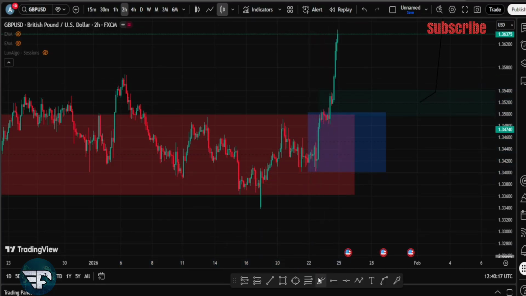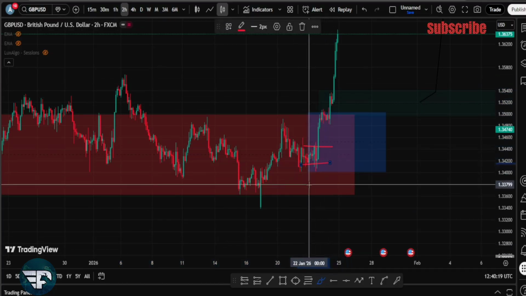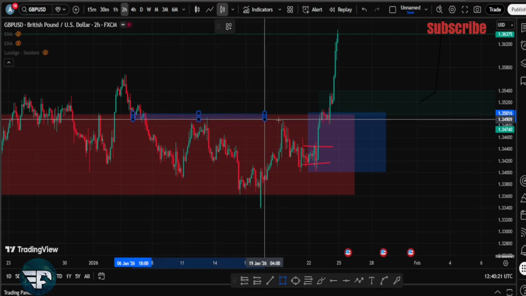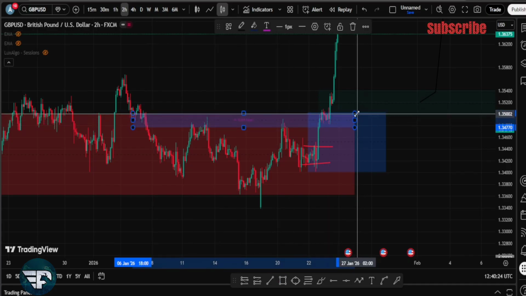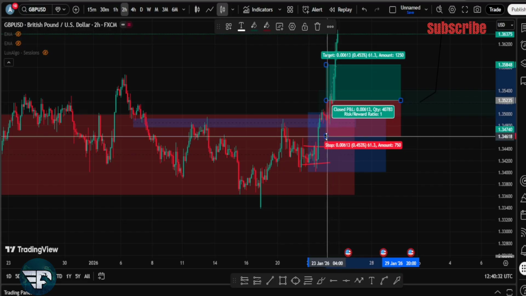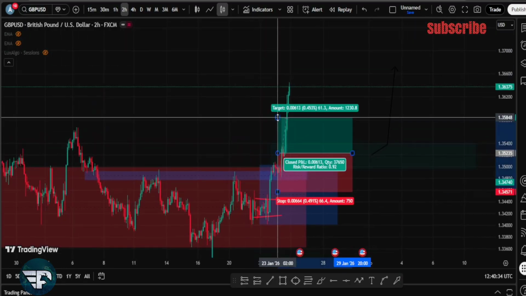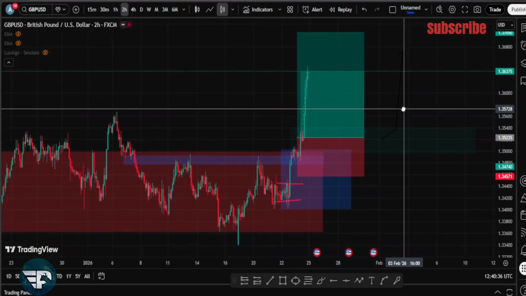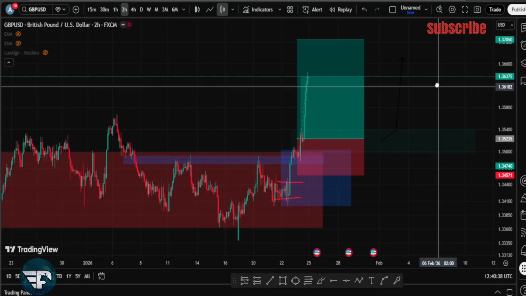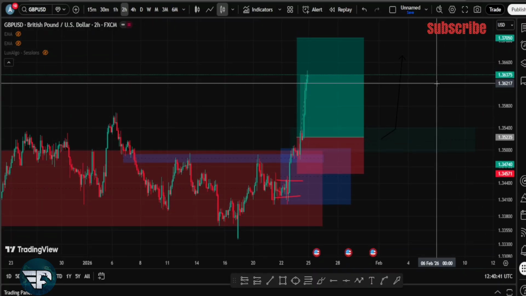If you couldn't get in around this place for your entry, you could have taken your trade when price broke the neckline somewhere around here. That was where price broke the neckline. You could have taken your trade when the neckline was breaking around here. Stop loss will be below here, and you target 1:2 or 1:3, guys. So this is how to do a top-down analysis and trade with the one candle trading strategy, guys.